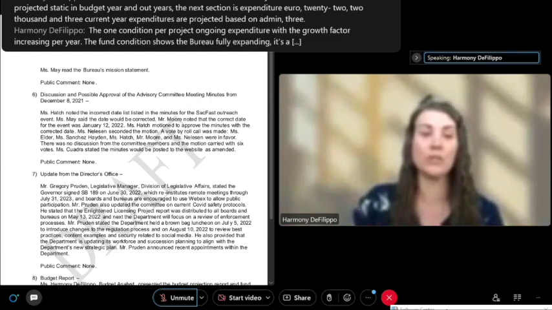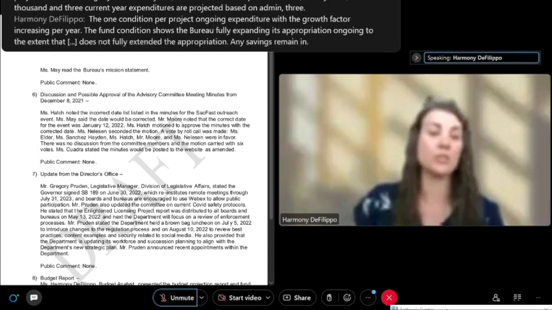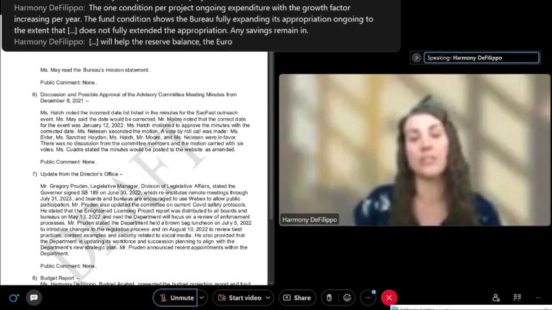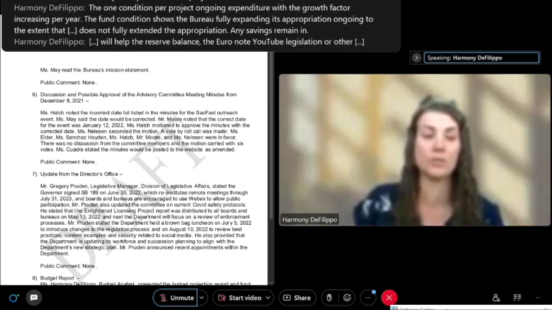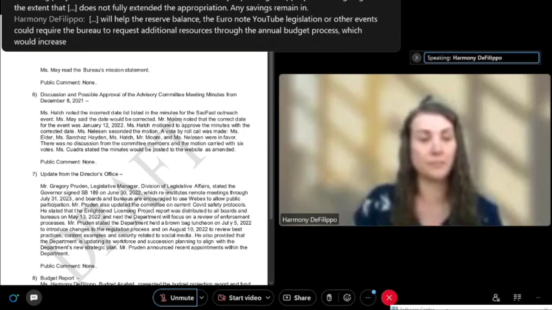To the extent the Bureau does not fully expend its appropriation, any savings remaining in the Bureau's fund will help the reserve balance. The Bureau notes future legislation or other events could require the Bureau to request additional resources through the annual budget process, which would increase cost pressures on the fund.